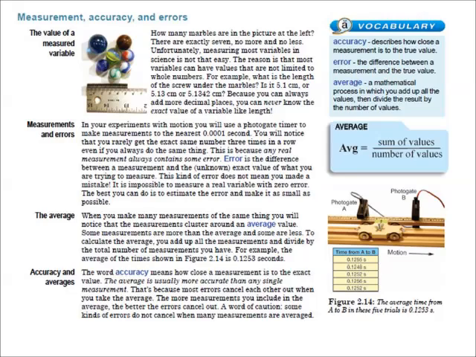This kind of error does not mean you made a mistake. It is impossible to measure a real variable with 0 error. The best you can do is estimate the error and make it as small as possible.